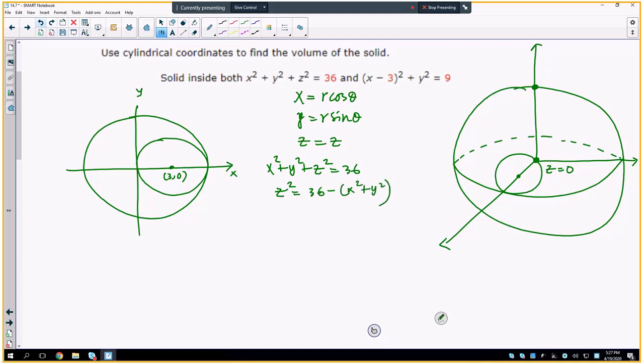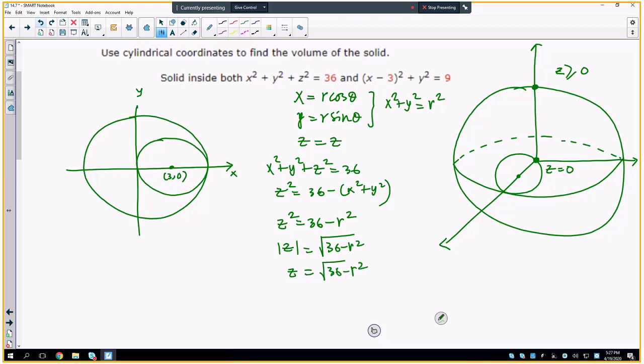Now look at your cylindrical coordinate system. x squared plus y squared is equal to r squared. So z squared is equal to 36 minus r squared. So the absolute value of z, when you take the square root, is the square root of 36 minus r squared. Since z is greater than or equal to 0, it's bounded by the xy plane, so I will take the positive value of z. So z is going to be the square root of 36 minus r squared. In turn, now I know the limits for z. z is going to be between 0 and the square root of 36 minus r squared.